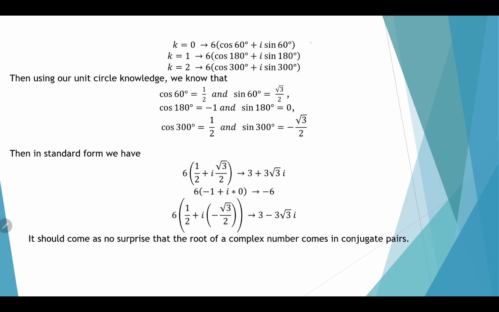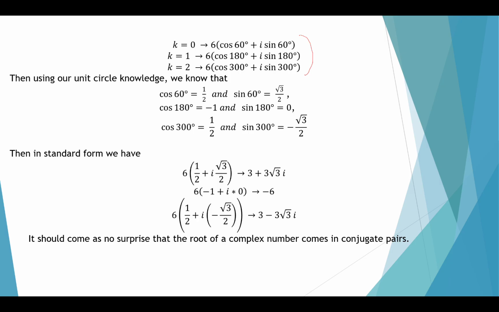So here they are again. These are the 3 roots. We can then use our unit circle knowledge, and we know that cosine of 60 is a half, sine of 60 is the square root of 3 over 2. Cosine of 180 is negative 1, sine of 180 is 0. And then hopefully you know your unit circles. So cosine of 300 is a half, and sine of 300 is negative square root of 3 over 2.